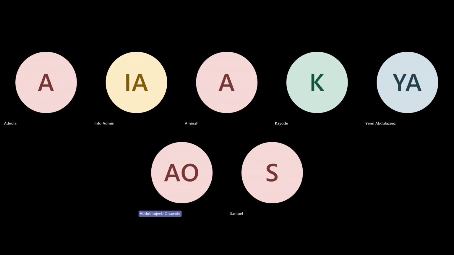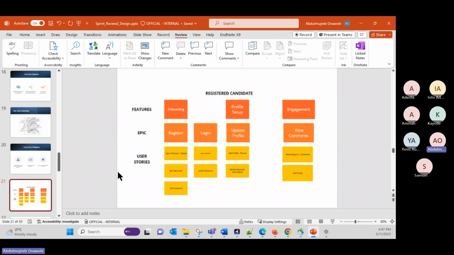User definition types. That is, they have the onboarding process, the profile setup, and then the engagement. By default, all other user types will be able to do what the registered candidate can do. So that's the basic for that. For the epics under the onboarding, we have two epics, that is the register and the login.